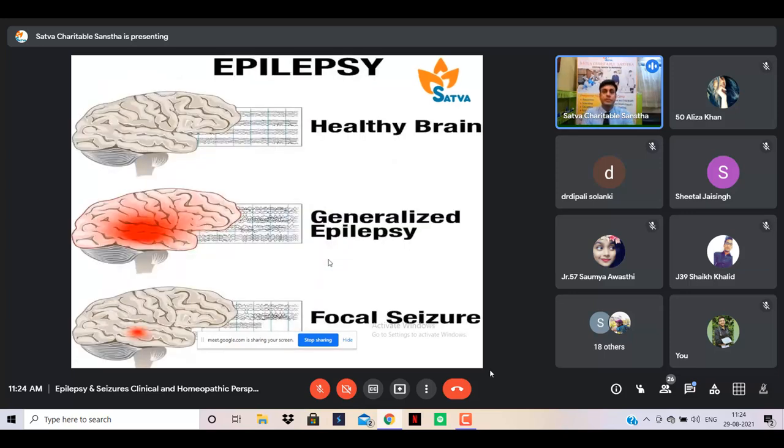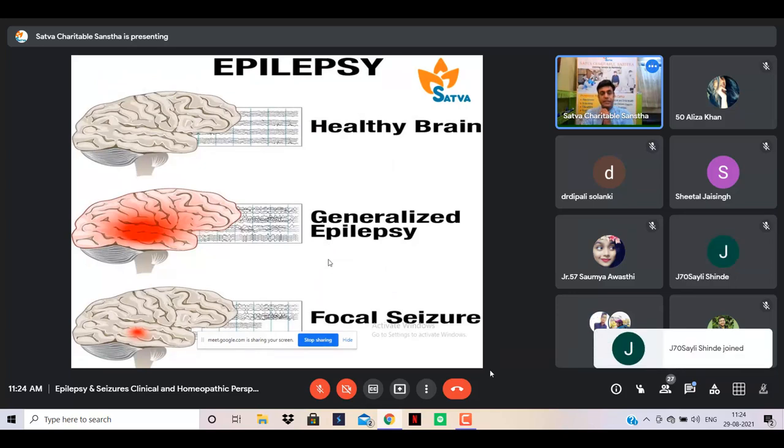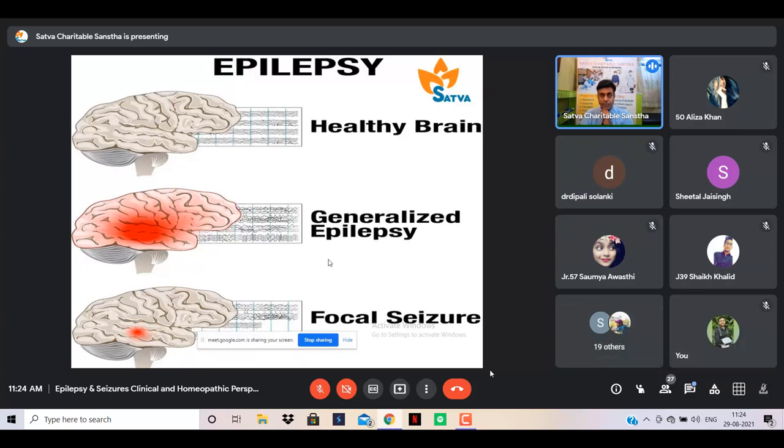So let us talk about epilepsy. If you can see this picture, the neuronal impulses in the normal brain are often very synchronized and at the same pace. As far as generalized epilepsy is concerned, you can see the red area. It means that in the majority portion of the brain, the neuronal impulses are out of proportion. They are asynchronous and firing at a higher rate. That is the reason why the excitatory neurotransmitters are much higher in comparison to the inhibitory neurotransmitters, which leads to generalized epilepsy.